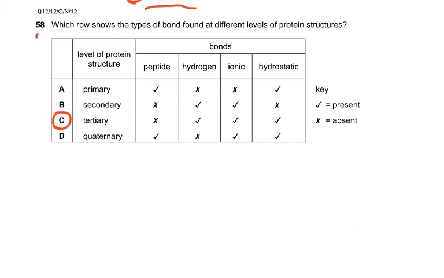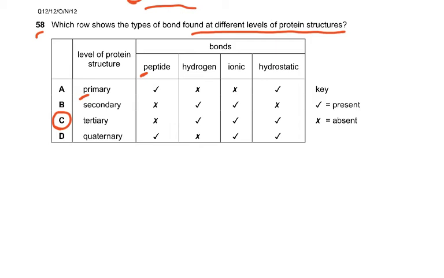Then we have question 58. Which row shows the type of bond found at different levels of protein structure? So peptide bond is in the primary, P for peptide and P for primary. This is how you remember it. And levels of protein structure bonds, right? Now, which one was correct? You have to see which line was correct.